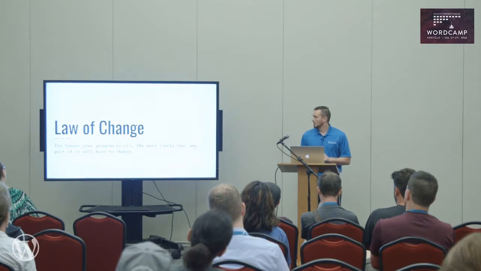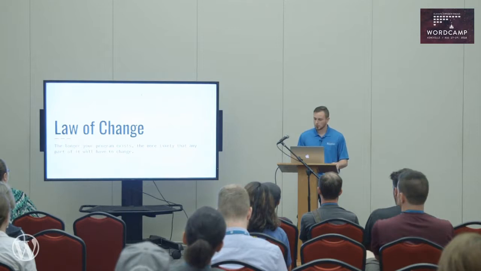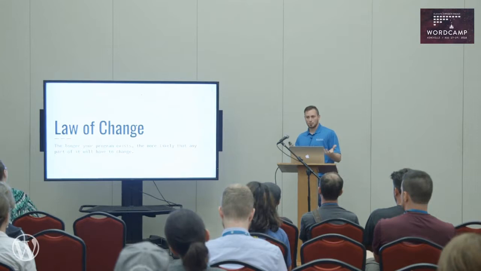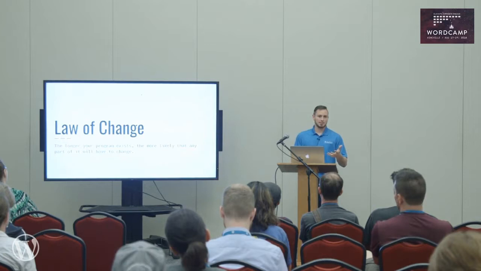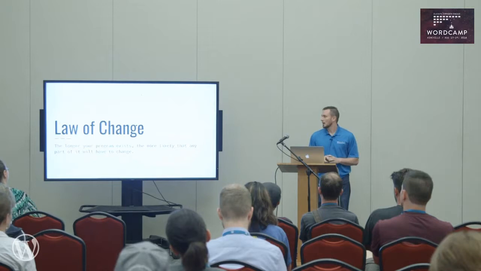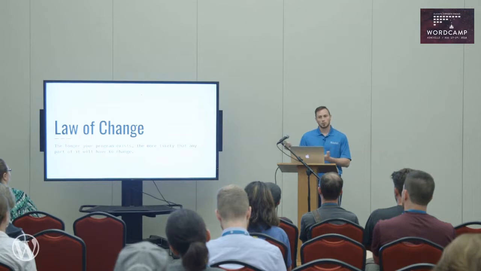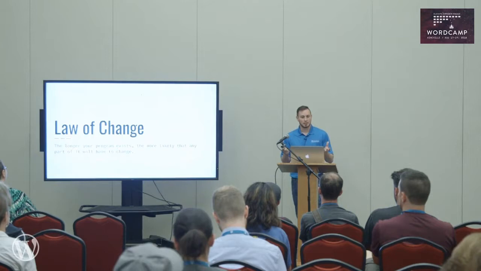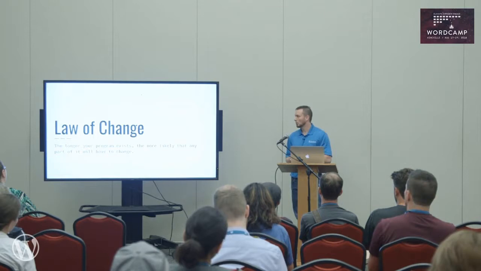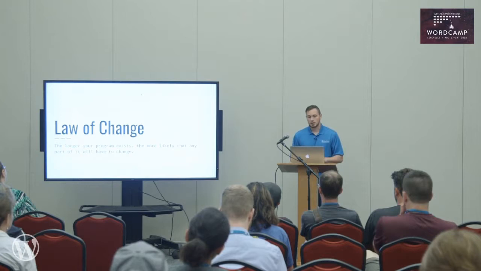So there's the law of change, which basically says that the longer your program exists, the more likely that any part of it will have to change, right? Which is normal, because if you have a working system, there are also business plans and marketing strategies that go along with this, and those things are going to evolve and change as things become more or less effective. And so you have to adapt and make sure that your software goes along with those things. And if you don't plan for change, then essentially you are guaranteed that you're going to become more and more in technical debt. So you want to make sure that you plan for that change.